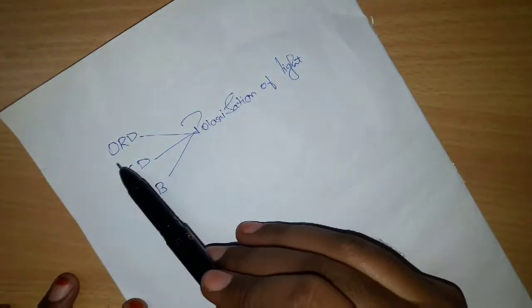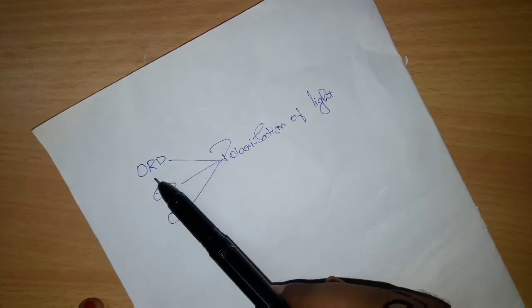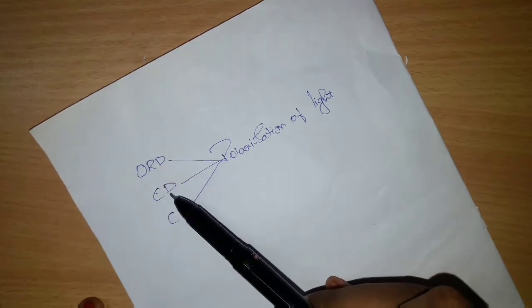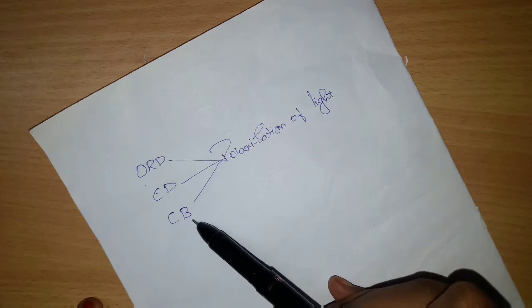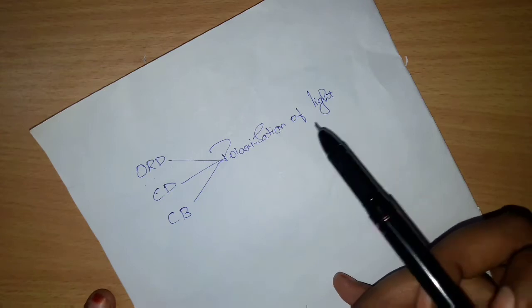I am discussing about ORD, CD, CB. ORD is optical rotatory dispersion, CD is circular dichroism, and CB is circular birefringence. All these three depend on the polarization of light.